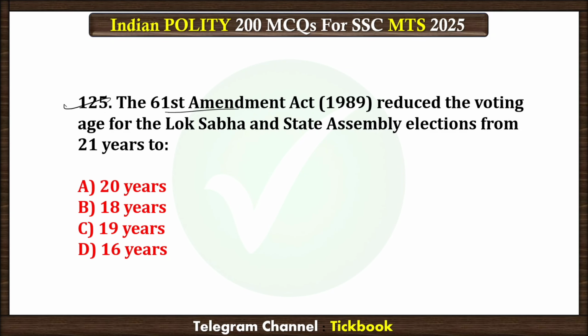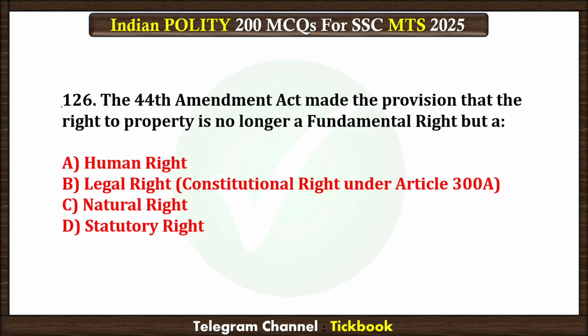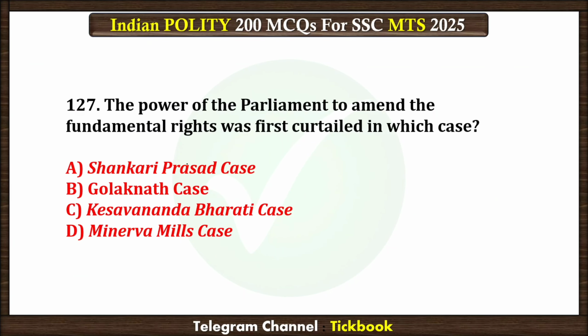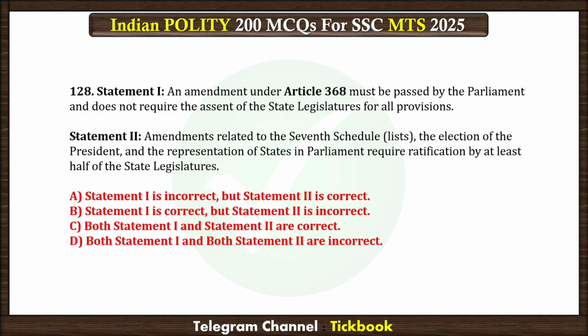125. The 61st Amendment Act 1989 reduced the voting age for the Lok Sabha and the state assembly elections from 21 years to. Number B, 18 years. 126. The 44th Amendment Act made the provisions that the right to property is no longer a fundamental right but a. B, legal right, constitutional right under Article 300A. 127. The power of the Parliament to amend the fundamental rights was first curtailed in which case? Option number B, Goloknath case.